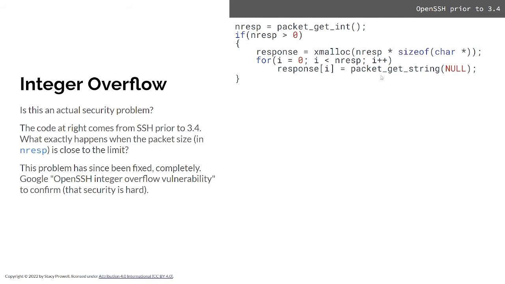Well, what happens when the size in nresp is actually close to the limit? Or close to the limit divided by 8, because the size of a char pointer is going to be 8 on your Intel platform. Then you might overflow, and instead of allocating a giant chunk of memory, you allocate a tiny little chunk of memory. And then you immediately write a whole bunch of stuff in that overflows it. That's a buffer overflow.